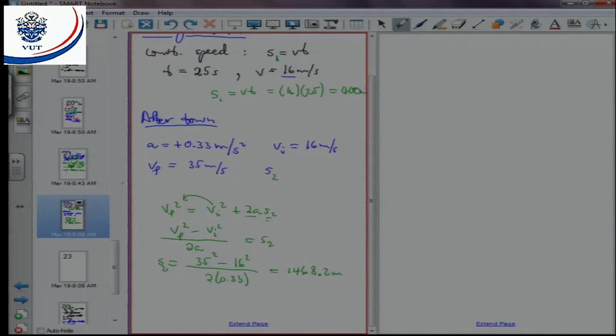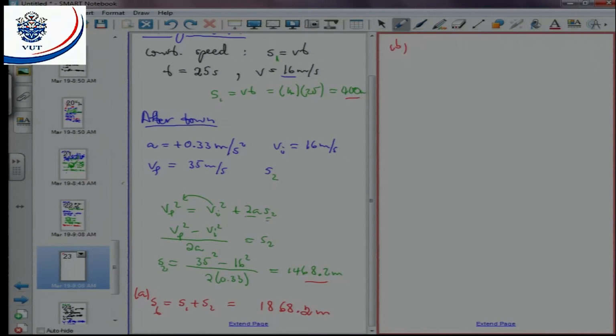S2 is 1468.2 meters. So then the total distance that the train travels, S total, is equal to S1 plus S2, which is, if you add this distance with 400, you get 1868.2 meters. Okay, so that's part A of the problem. So we have solved part A. Part B, we are being asked what is the train's average speed during the trip.